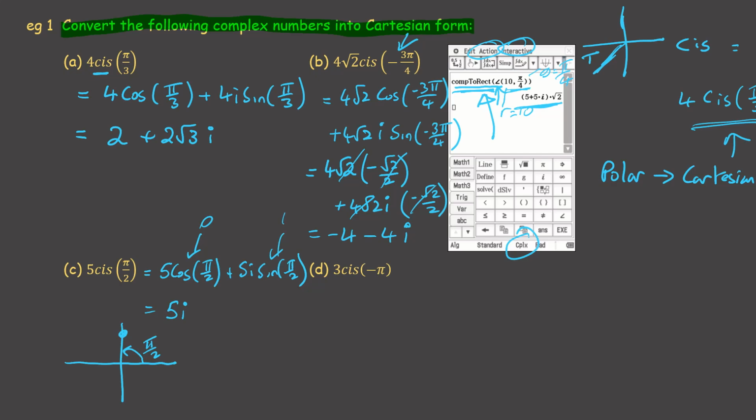And then finally 3 cis negative pi would be 3 cos negative pi plus 3I sine negative pi, and the cosine of negative pi is negative 1, sine of negative pi is 0, so this one is negative 3, and that also makes sense. Negative 3 is here, the angle there is pi, or if you measure it that way, negative pi.